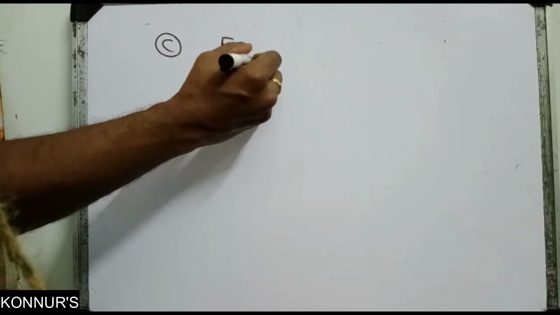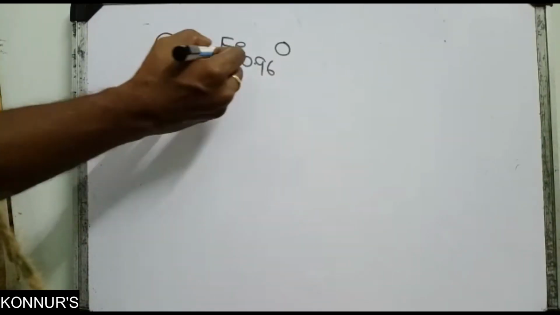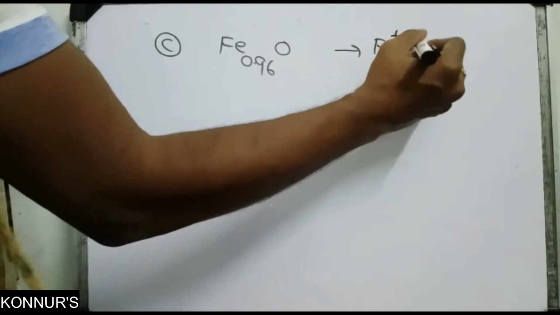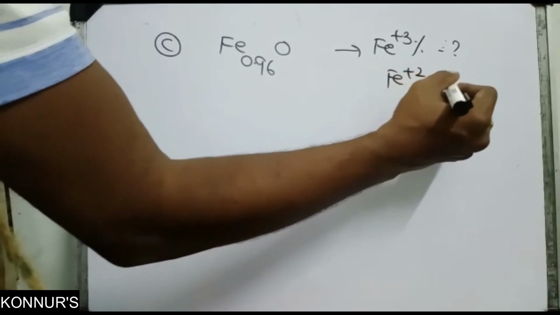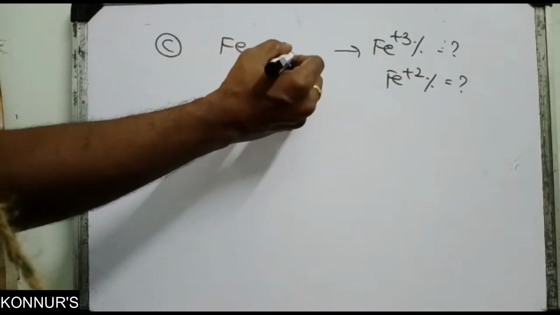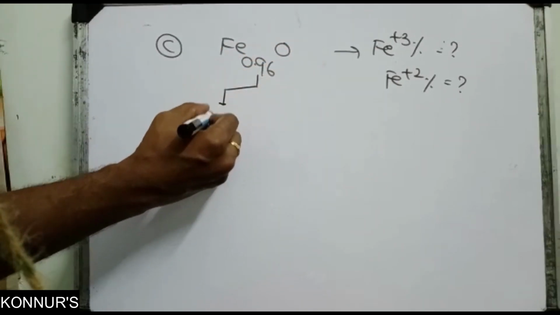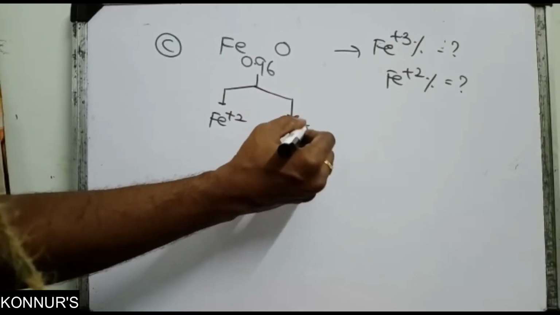So Fe 0.96 oxygen. So in this, how many Fe plus 3 percentage is there? Next, how much is Fe plus 2 percentage? They will ask such questions. Here one oxygen is neutralized with this much, which means inside there are Fe plus 2 and Fe plus 3.